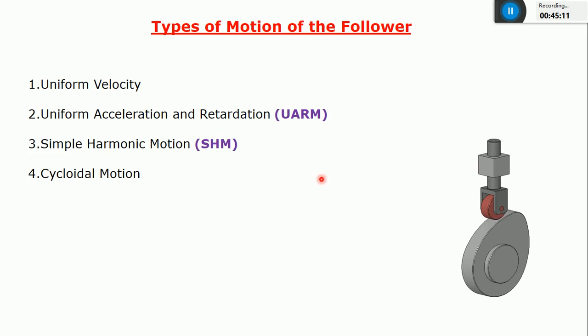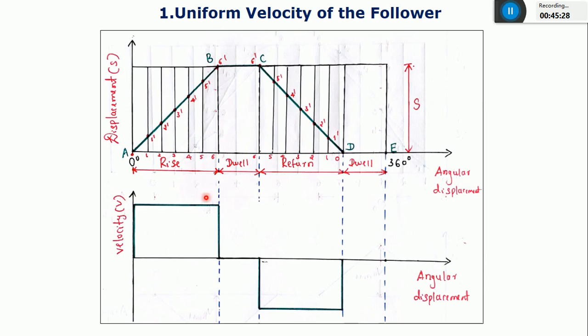So based on the application where you're using it, you can decide which is required, whether you want a follower with uniform velocity or a follower with uniform acceleration and retardation motion. The third one is simple harmonic motion, and the fourth one is cycloidal motion. I'll go with the first one. While solving the numericals on cam design, I'm going to explain in detail what exactly the outstroke, dwell time, return stroke, and again dwell time are.